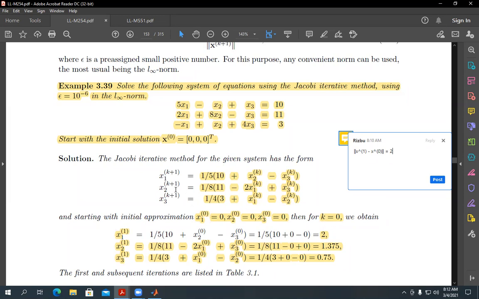When you put k equal to 1, what do you have here now? x1^(2) equals 1/5 (10 plus x2^(1)). And what is x2^(1)? You just found it is 1.375. And what is x3^(1)? You just found 0.75. In the same way you get the second approximation, and then check whether the second approximation minus the first approximation is less than 10 to the power minus 6; if so, stop, otherwise continue.